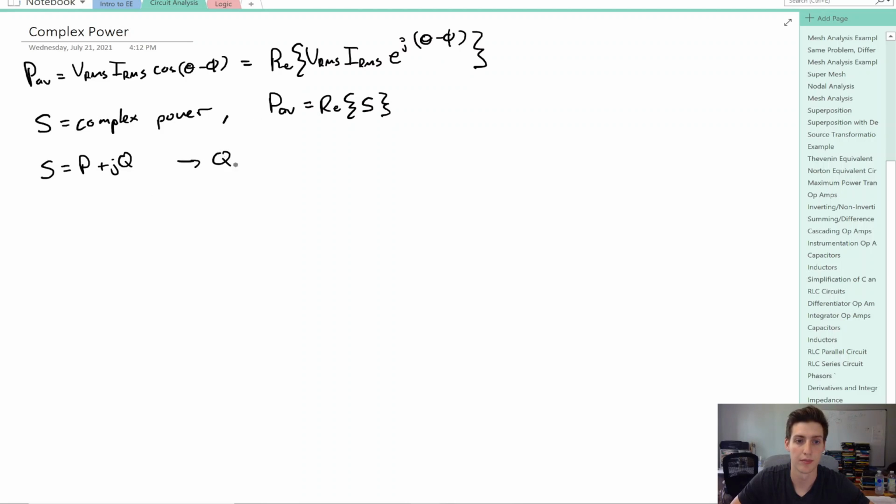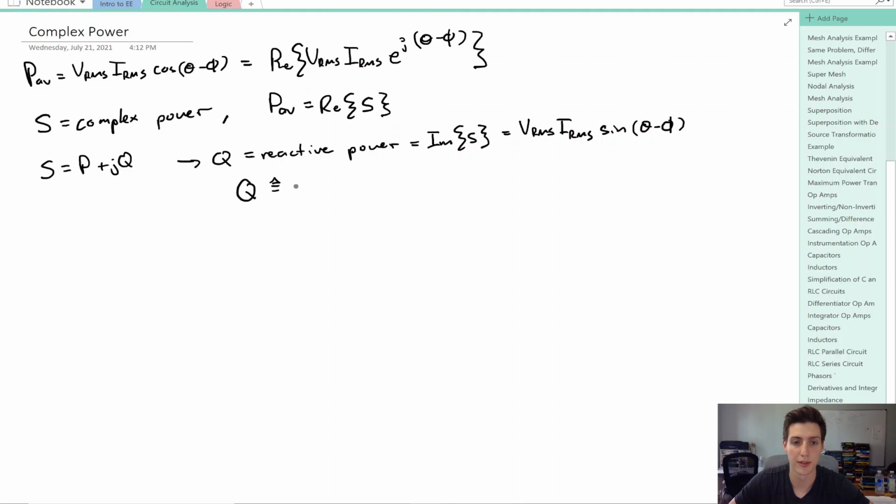And Q is the reactive power, which is the imaginary term of S, which is also equal to the RMS voltage times the RMS current times the sine of theta minus phi. And the unit for the reactive power is the volt amp reactive, or sometimes just called the VAR. And this reactive power is used for our inductors and our capacitors. So now we can look at all the different kinds of power that we have.